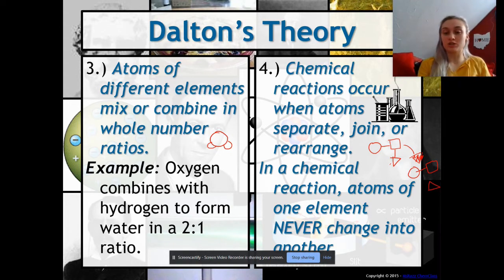And so that's what he's saying. So this would be an example of him saying that chemical reactions occur when atoms separate, because we just separated the triangle from that molecule, and so we're changing it, right? He's saying you can also join them. Okay, so we can join them.